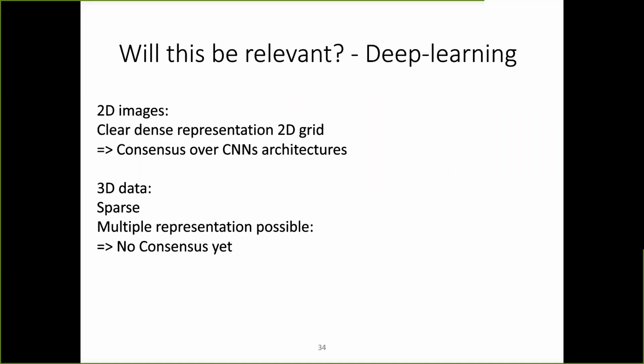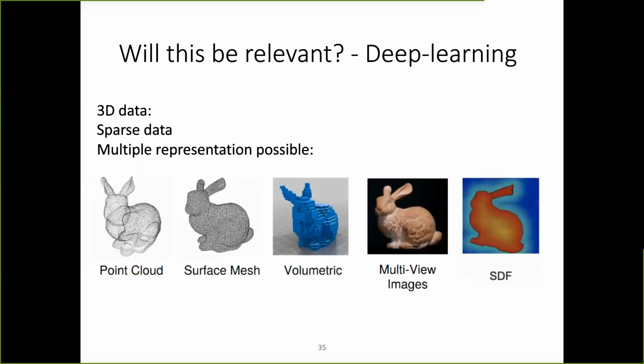So you have sparse data and many different representations possible, meaning that you can have point clouds, surface meshes, voxel data. You can have one 3D shape that's defined by multiple images. What they do is you take many pictures of the rabbit and you consider it as your 3D data representation. And you can have a signed distance field that defines the distance with respect to your surface. Given that you have all these different inputs, it's not necessarily clear what is the way to go for deep learning.